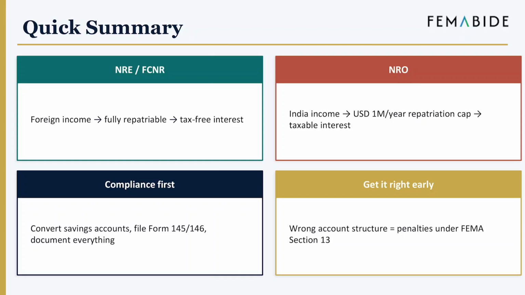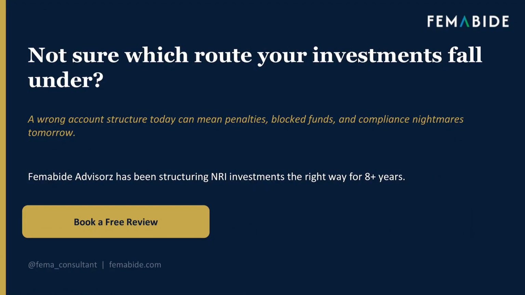Compliance is critical. Convert accounts, file required forms, maintain documentation. Structuring matters. Incorrect setup can lead to penalties under FEMA Section 13. If you are unsure whether your current structure is compliant, it is important to address it early. An incorrect account setup can lead to blocked funds, penalties and long-term compliance issues.